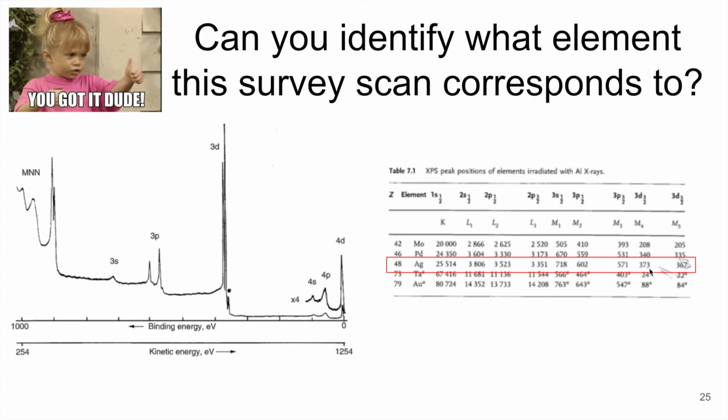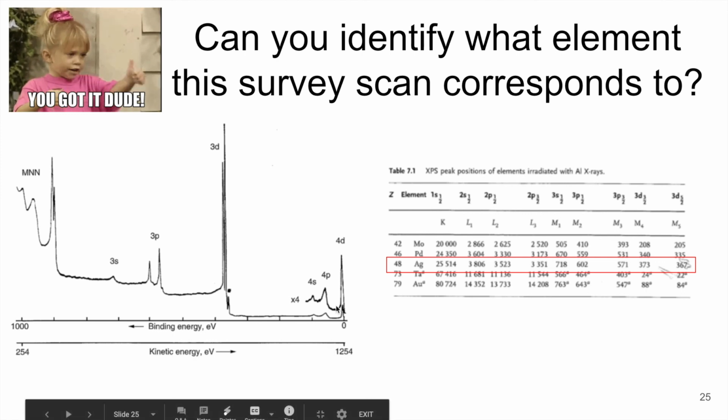But then if we start looking at other ones, so let's look at the 3P here. This is 1, 2, 3, 4, 5, and then 570 or so. And we see the same thing. We have a 570. And if we go through all of those various peaks, we'll see that it matches up with this one, which is silver. So that tells us this is the survey scan for silver, pure silver, that we have, right?